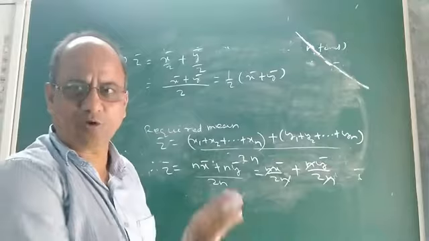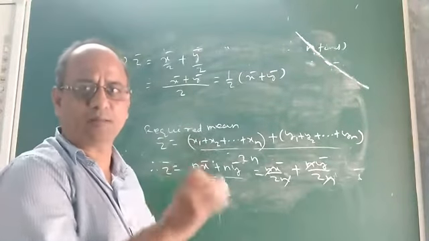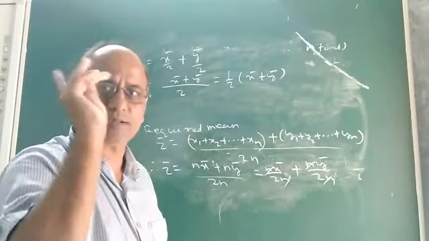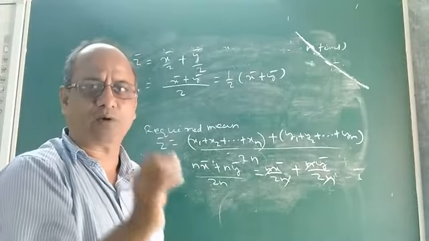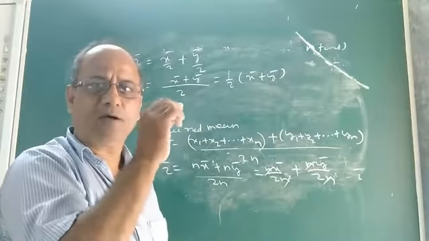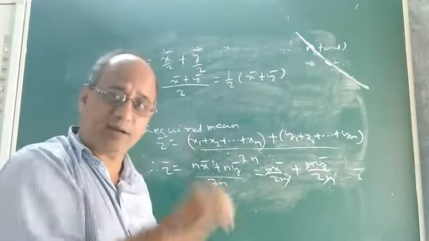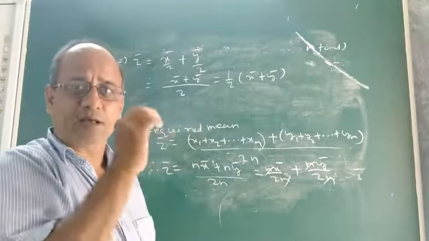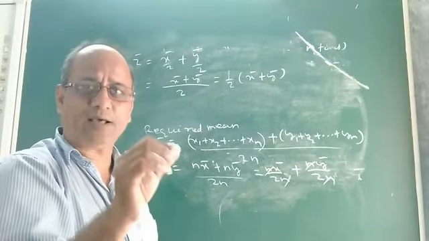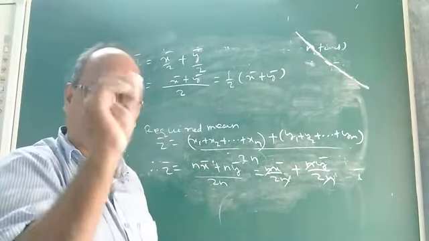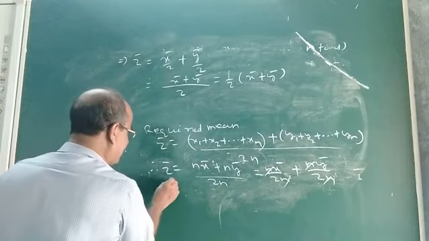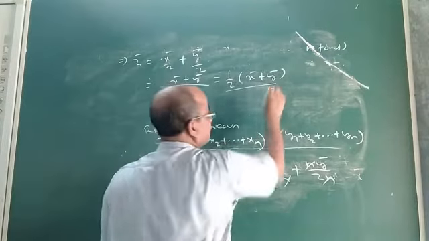See, children, I hope you understood. If x bar is the mean of x1, x2, xn, I mean n number of observations, and y bar is the mean of another set of observations, say y1, y2 up to yn, and if z bar is the mean of x1, x2, x3 up to xn and y1, y2, y3 up to yn, then the required mean z bar will be equal to this.